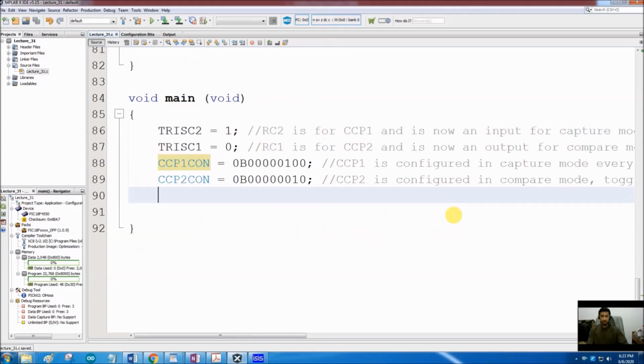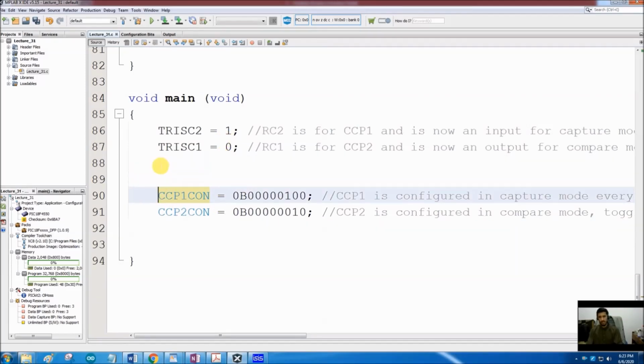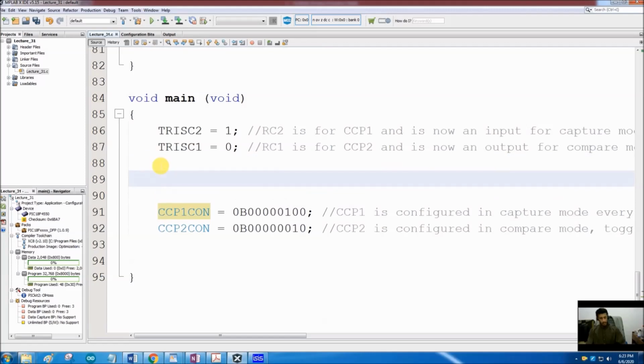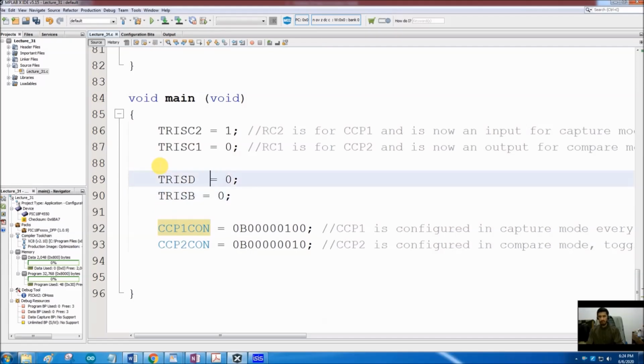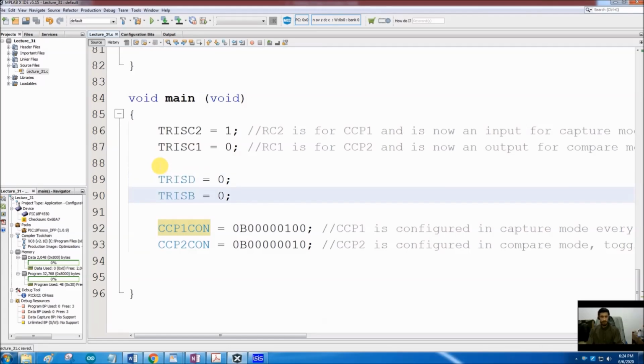What else do we want? We have configured the pins, we have configured the CCP registers. What else? We want to display the timer count, the captured count on ports. Which ports? Port B and port D. So let's make TRISD equal to 0 and TRISB equal to 0. Let's make both the ports output ports.